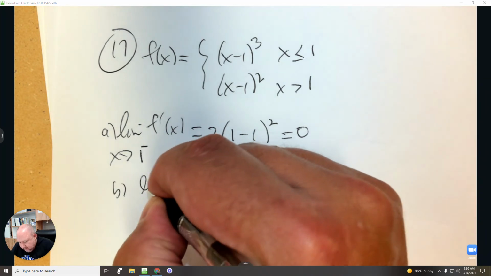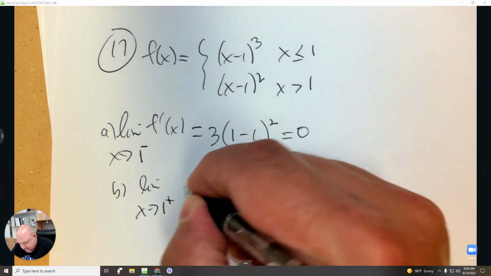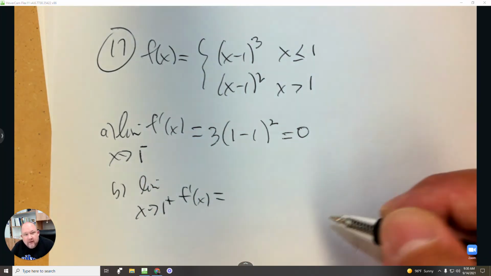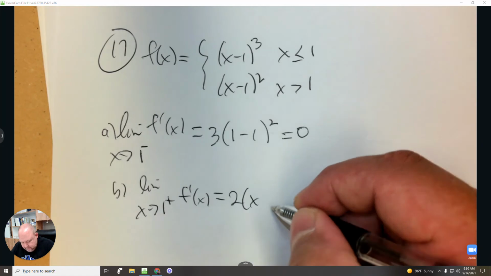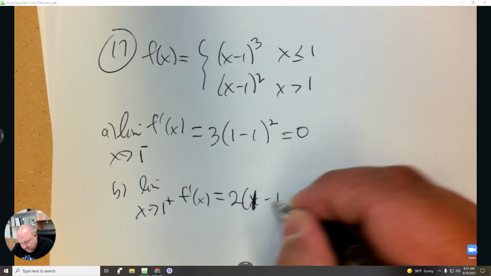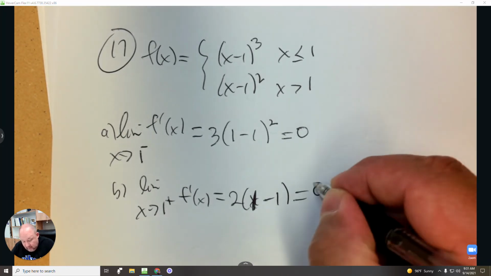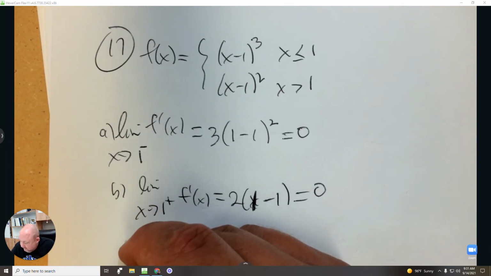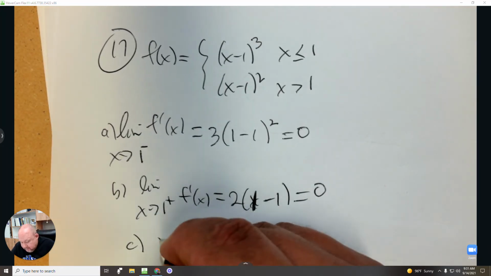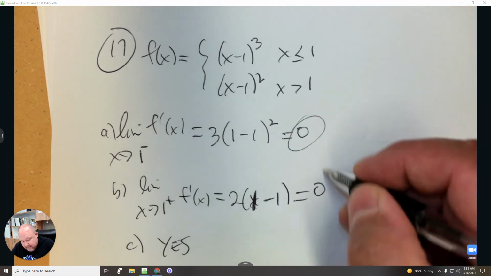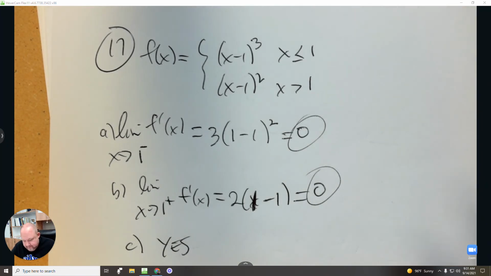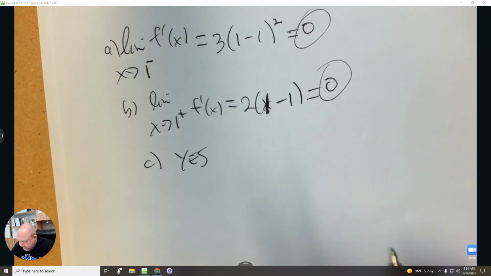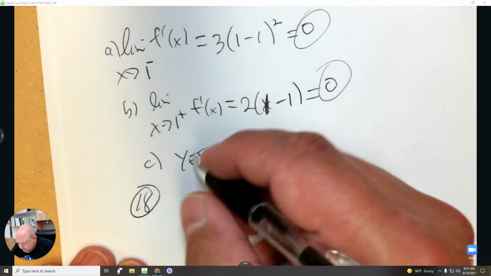B, what's the derivative from the right? So that's 2(x minus 1), and then plug in 1 for x. That's also 0. And then C, is it differentiable? So the answer is yes, because they have the same answer. Number 18.